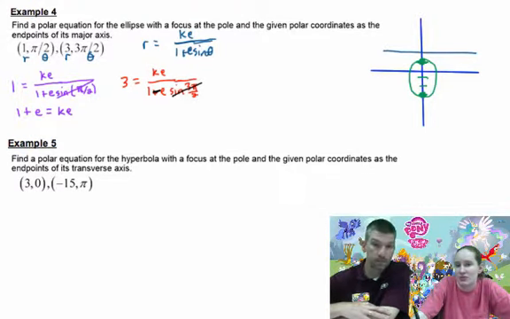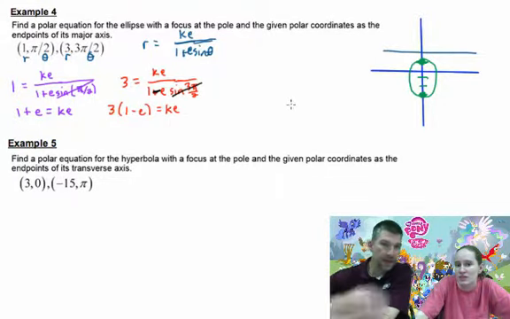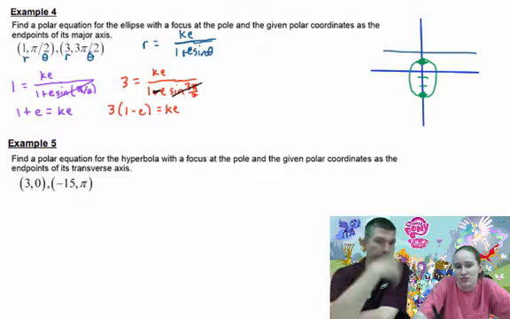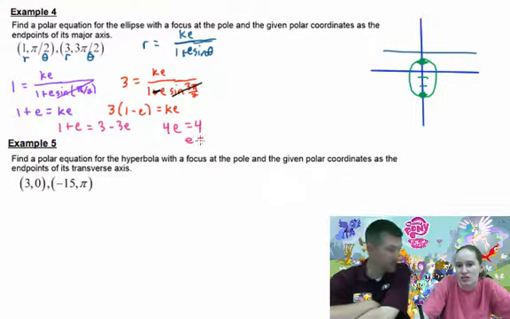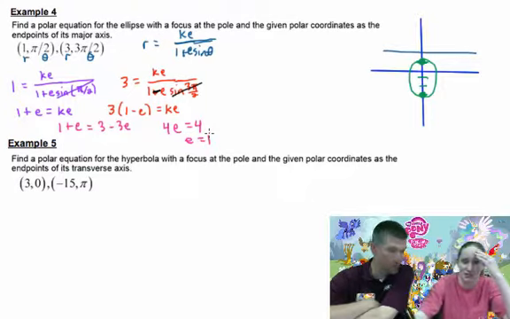Sine of 3 pi over 2 is -1, so we really have 1 minus E happening here on the bottom. We multiply that over, and we have 3 times 1 minus E equals KE. KE's equal the same thing, so we could group them up and set them equal to each other. So 1 plus E equals, let's go and distribute, 3 minus 3E. Get your E's together. 4E equals 4. So E equals 1.